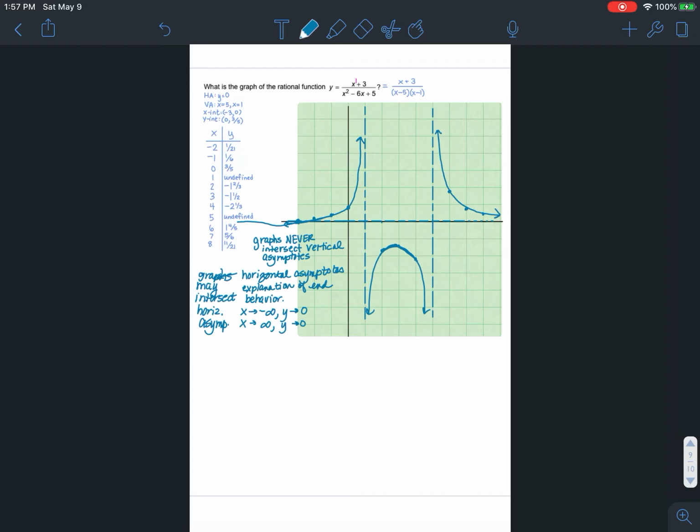So that's rational functions. I hope you got some skills now and you can graph.